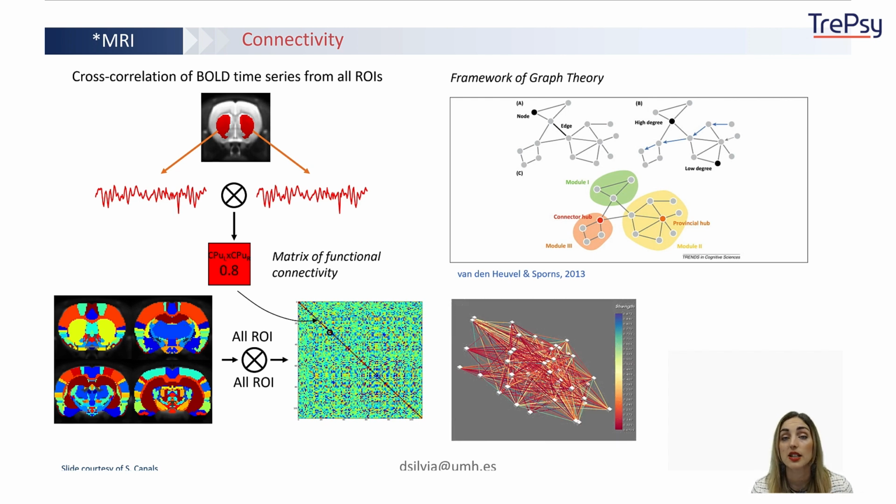And eventually this matrix can also be visualized by the different nodes and connections, where of course the presence of the connection indicates significant correlation between the time series, and the strength means the intensity of this correlation. So this is a whole area of research, and I remind you of this bibliography too if you want to know more.